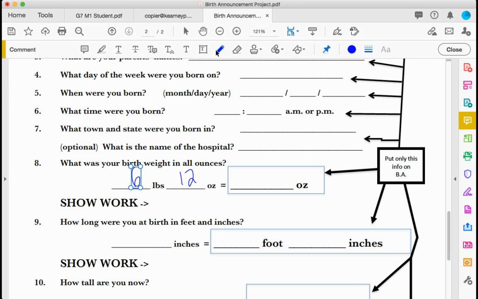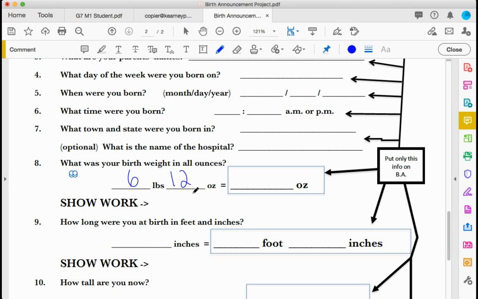Now here's the deal. When I write this, it does a little wonky thing. So we're going to delete. When I do a first writing, it does a little dots around it. So 6 pounds, 12 ounces. Okay. So now 6 pounds and 12 ounces, we need to convert that into all ounces. What do you know about ounces and pounds? Yes, sir. There's 16 ounces in 1 pound. Perfect. 16 ounces in 1 pound.